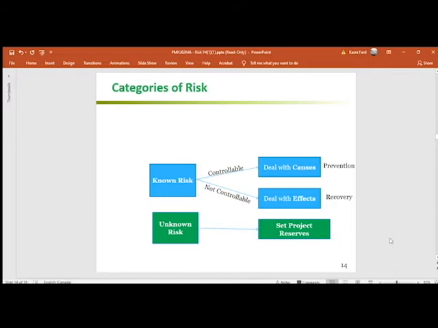Now, we do have other specific names of prevention and recovery, but we do have unknown risks as well. And in terms of unknown risks, obviously they're unknown. We don't know how to prevent them from happening or how to recover from them because we have no idea what those risks are. So in this case, we will be focusing on building reserves in the project, the contingencies and the management reserves in the project.